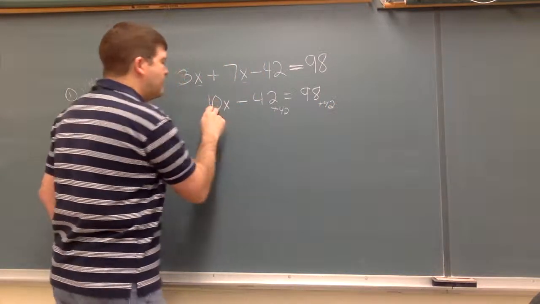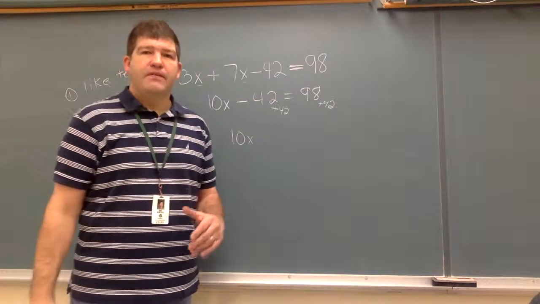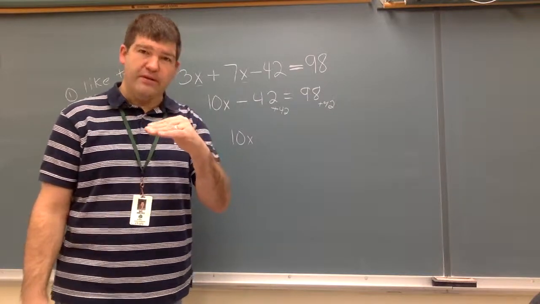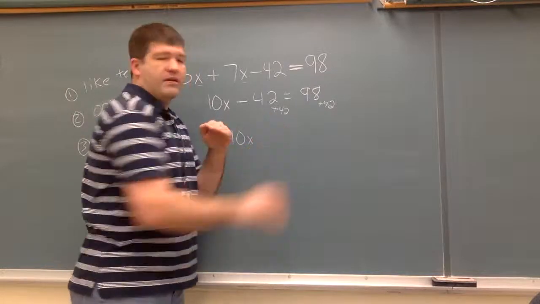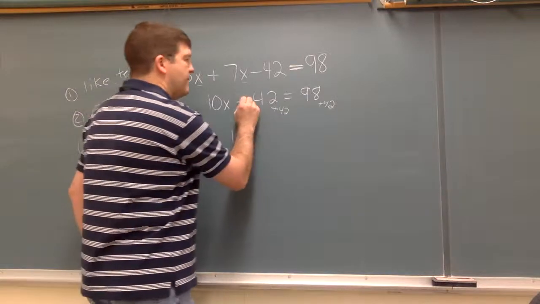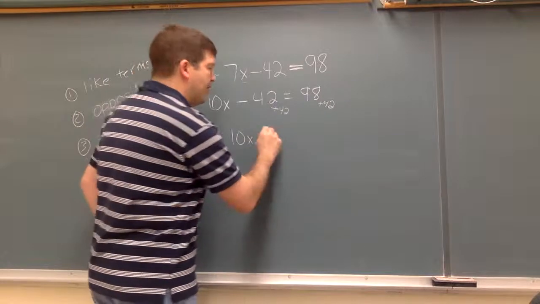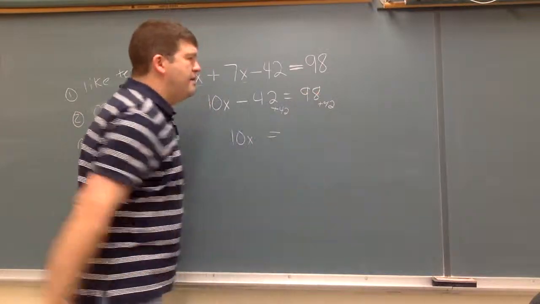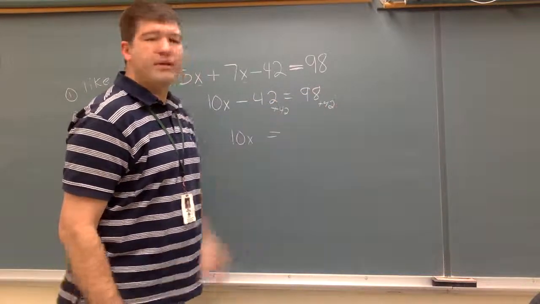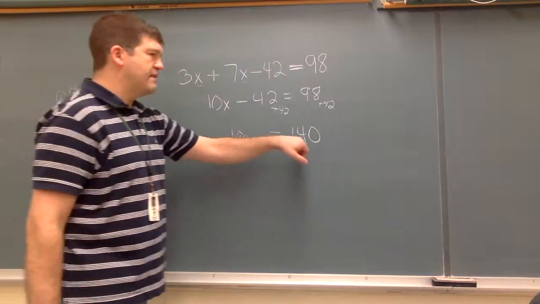All right, so 10x, negative 42 plus 42. If it's negative 42 degrees outside, and the temperature comes up 42 degrees, now we're at 0. So whenever you have negative 42, positive 42, it's 0, you don't even have to drop it down. Then the right side equals 98 plus 42. I know this 2 takes it to 100, plus 40, 140. Okay, so now I have 10 times x equals 140.